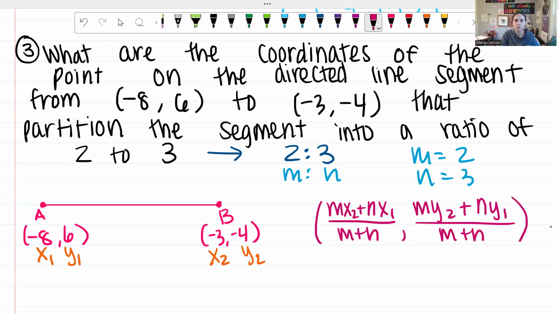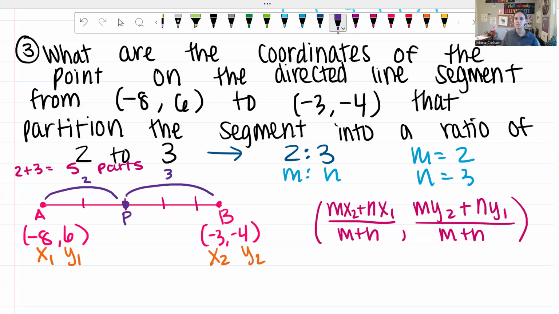Now, first of all, let's give a little bit of a visual here. If we're breaking this up into a ratio of 2 to 3, that means all together we have 2 plus 3, or 5 parts. Maybe it looks something like this. And we are looking for this point P where A to P is 2 parts and P to point B is 3 parts. That's what we're looking for. And here is how we find point P.